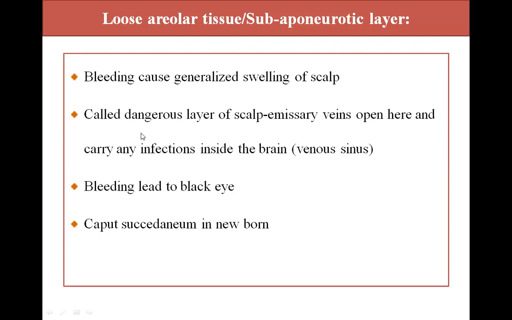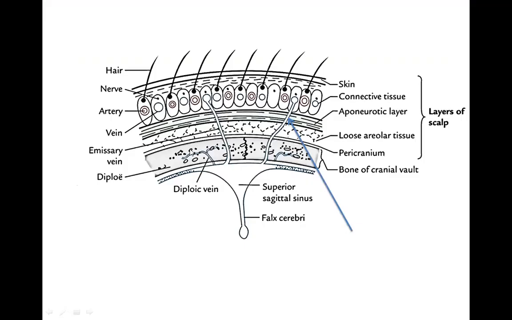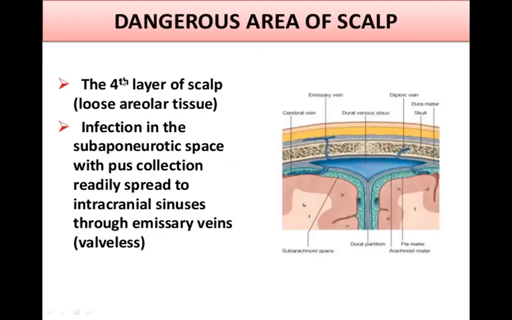This space is called the dangerous layer of the scalp because emissary veins open in it, and any infection may be carried through these emissary veins into the brain. So these are the five layers of the scalp: skin, connective tissue, aponeurotic layer, loose areolar tissue, and pericranium. And here is the emissary vein, which can carry the infection. Dangerous area of the scalp.